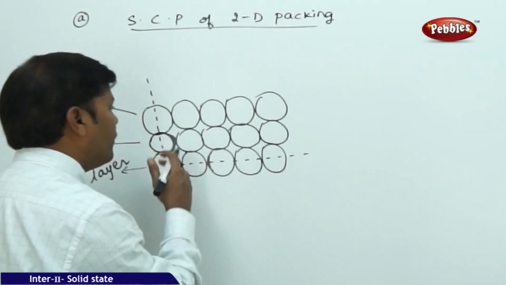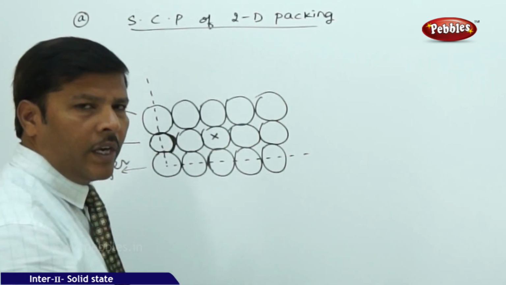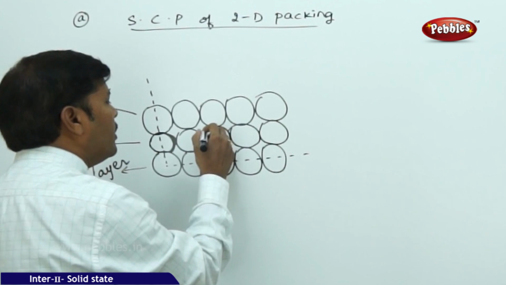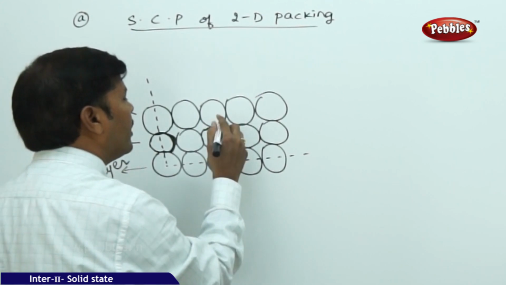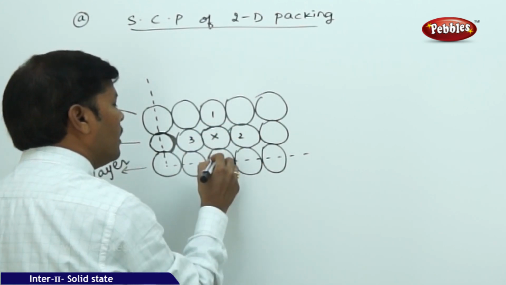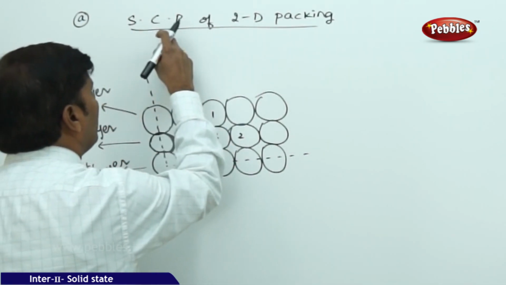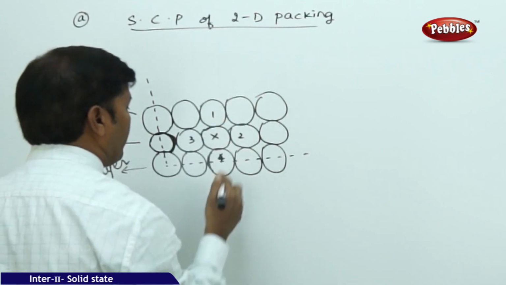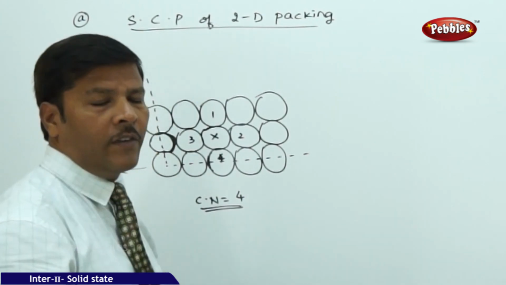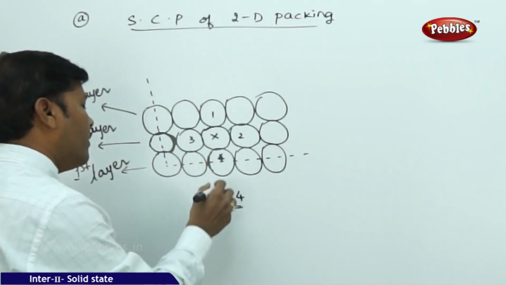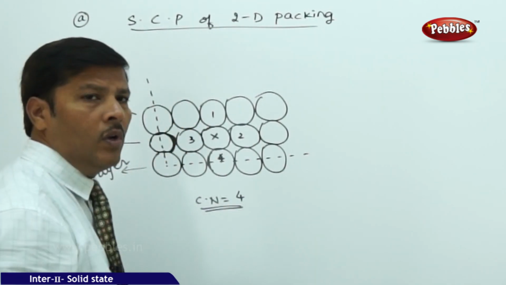Suppose I take one reference sphere in the middle layer, then you can find out how many spheres are coming in contact with the reference sphere. If this is the reference sphere, the number of spheres coming in contact are 1, 2, 3 and 4. So 4 spheres are coming in contact. Therefore, in the square close packing of two-dimensional packing, the coordination number is always 4, because the number of spheres in contact with the reference sphere is equal to 4.